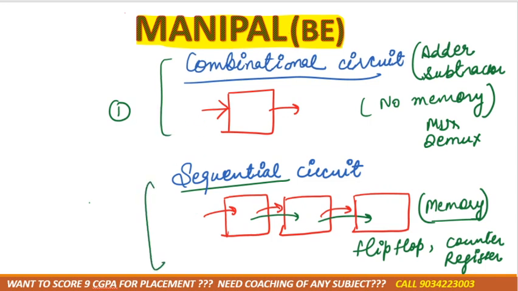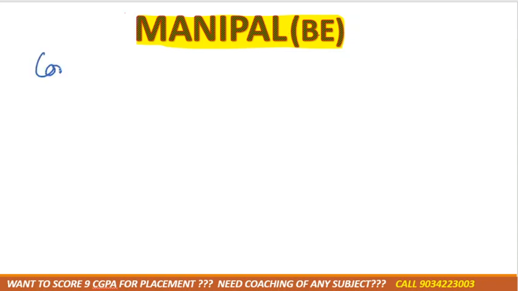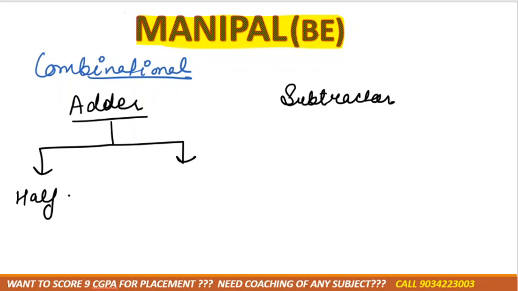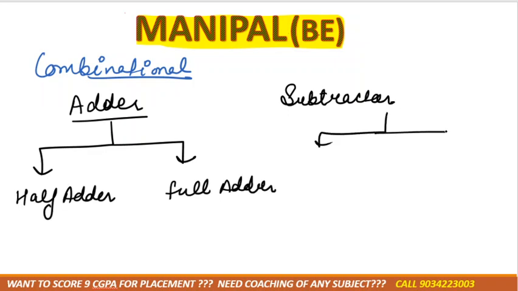Got it? Now first we'll learn about the combinational circuit. In the combinational circuit, we'll have two things. One is the adder, another one is the subtractor. The adder is divided into two categories: one is the half adder, another one is the full adder. Similarly, the subtractor is also divided into two parts: one is the half subtractor and one is the full subtractor.